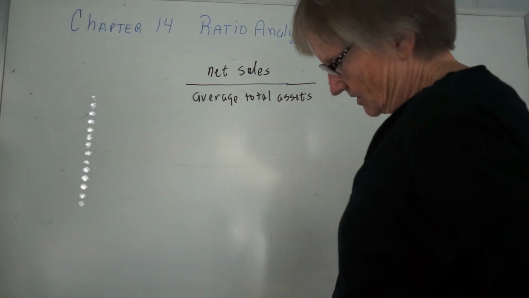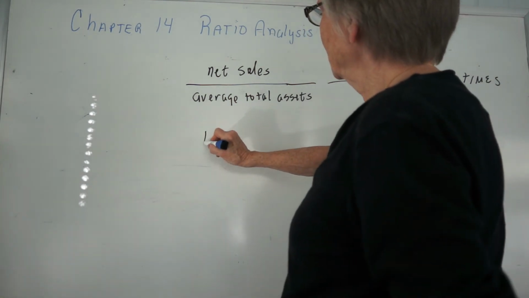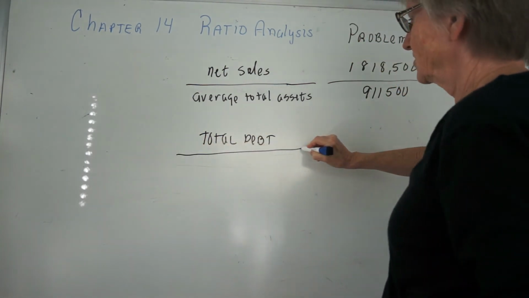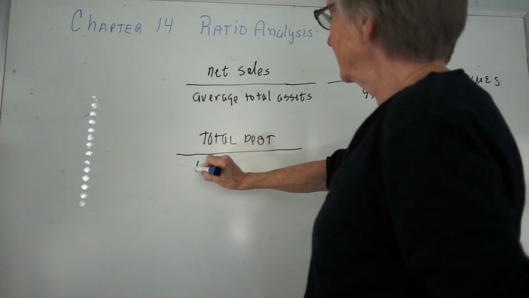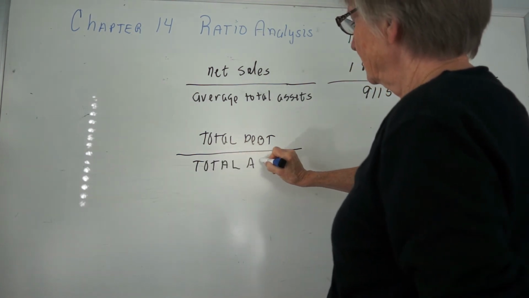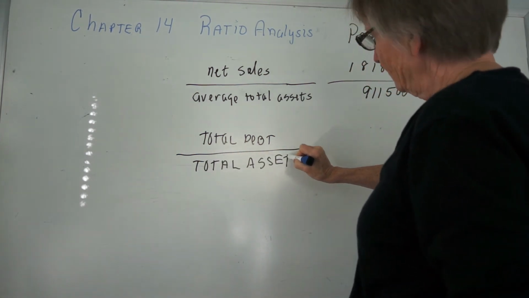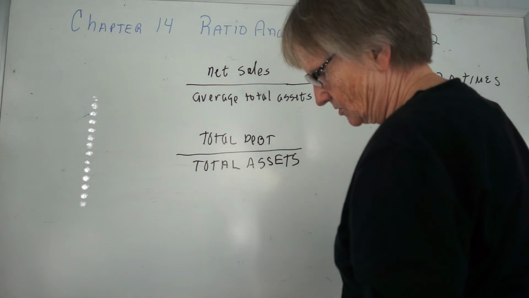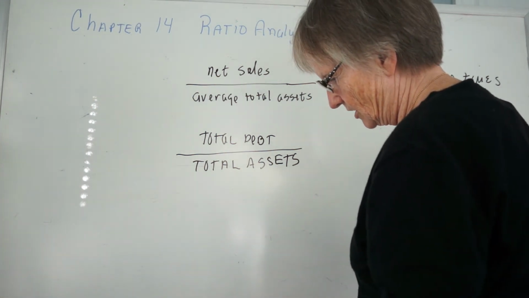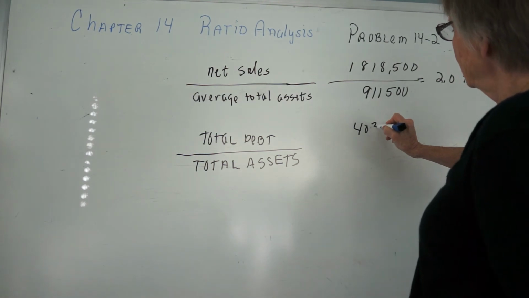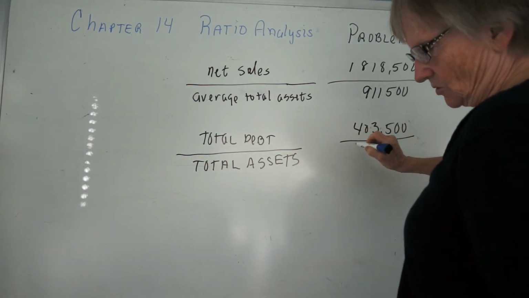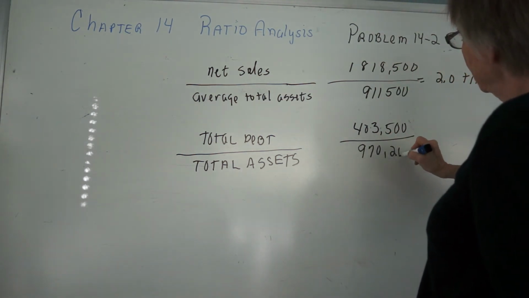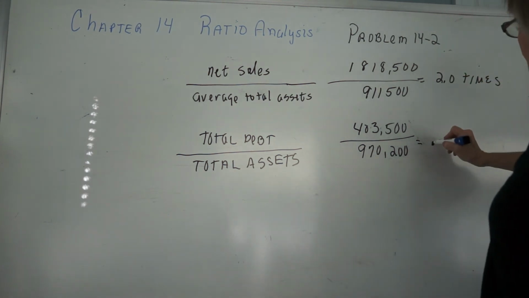Okay, then you come down to debt to total assets. So this is fairly straightforward. You go to your total debt, that's your total liabilities. Okay, debt, another word for liabilities, divided by your total assets. Okay, so if we're looking at this total debt, you would go to the balance sheet and it would be your total liabilities of 4,035 divided by your total assets, which it gives you as 970,200, and you get a ratio of 0.42.